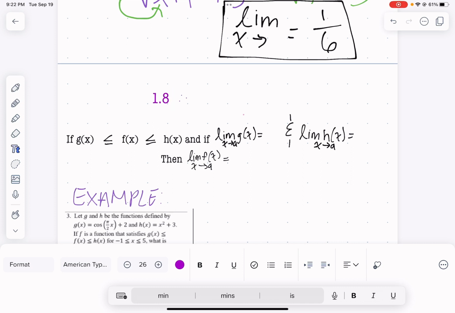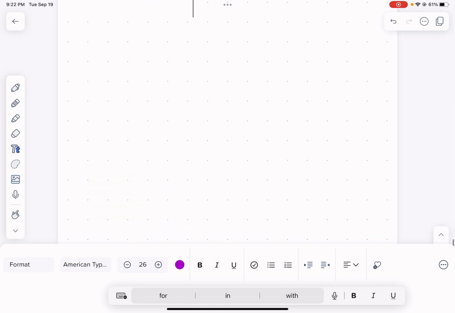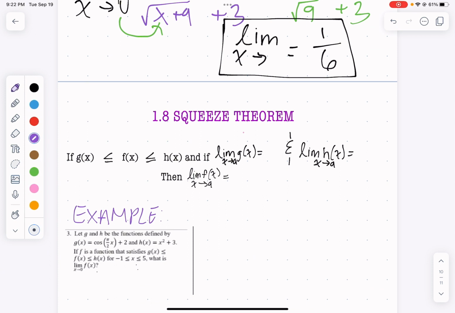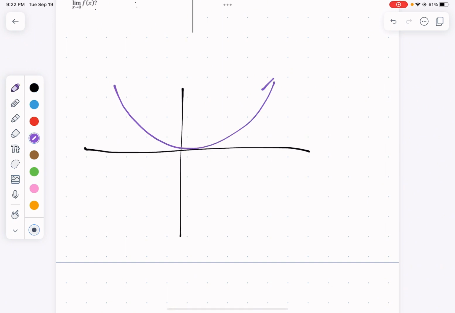Alright, so today is 1.8, and we have the squeeze theorem today. It's kind of fun, it's kind of cool. Let me draw us a little something to help you understand this. So let's say we have a cute little graph here, and we have this one little function, we're going to call her g of x, and then we have another function, and this function's name is h of x.